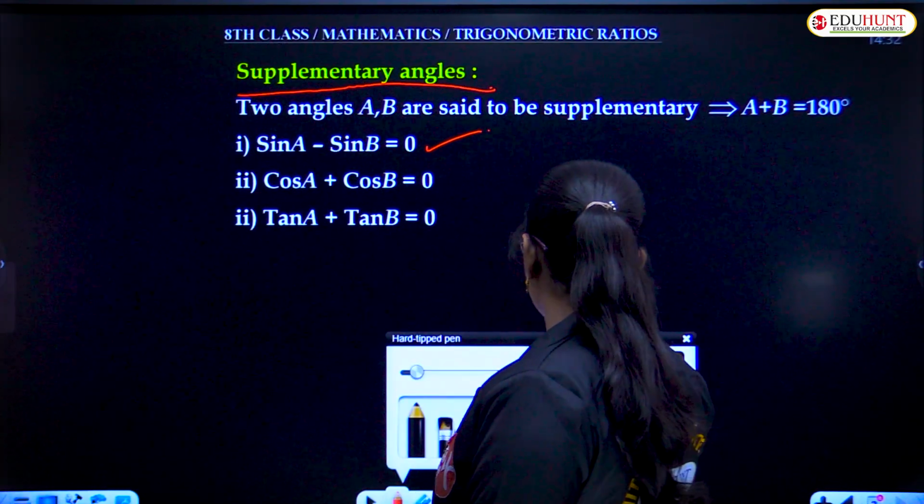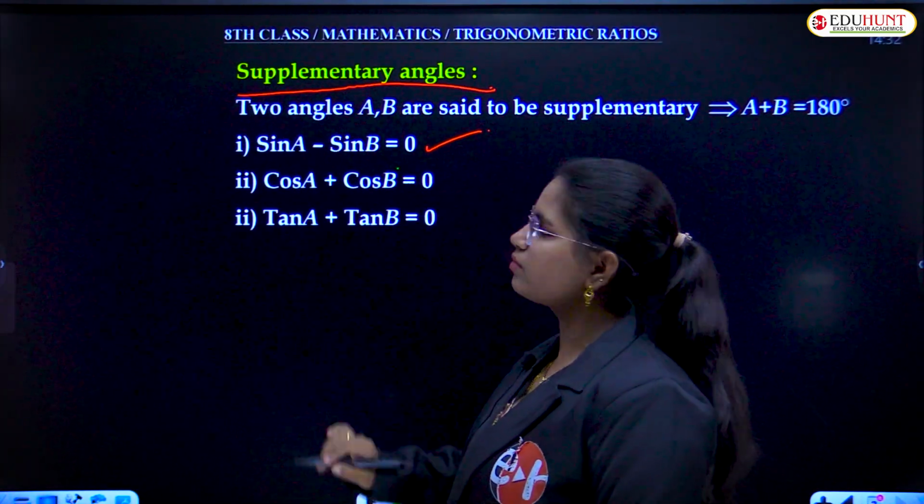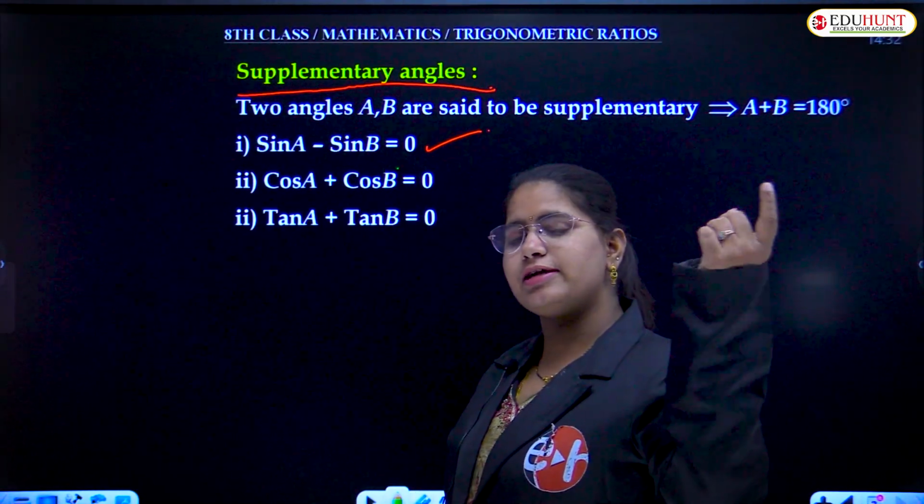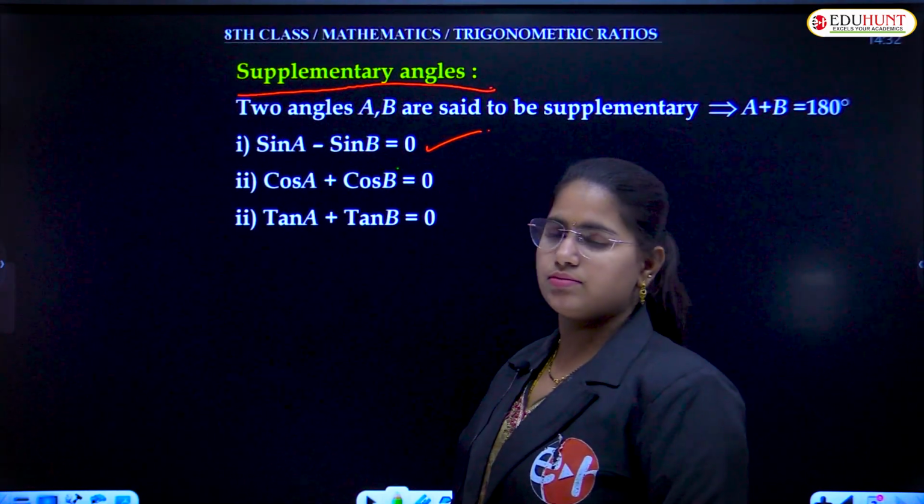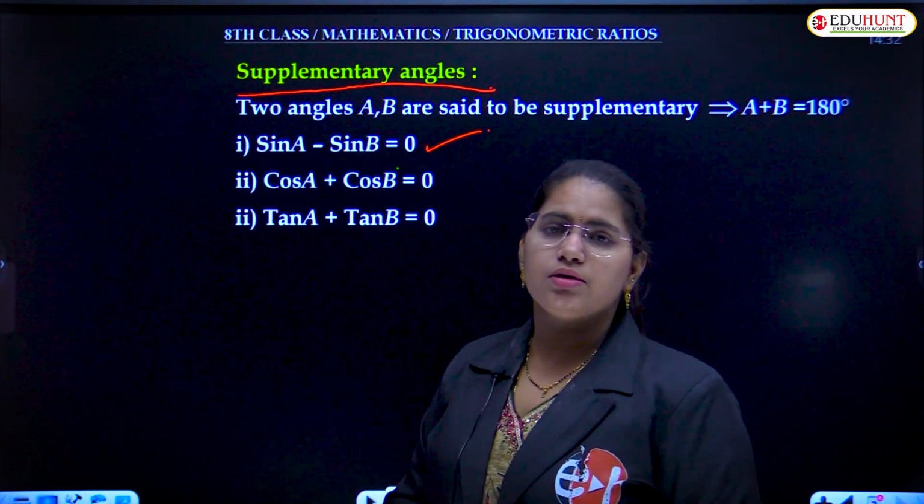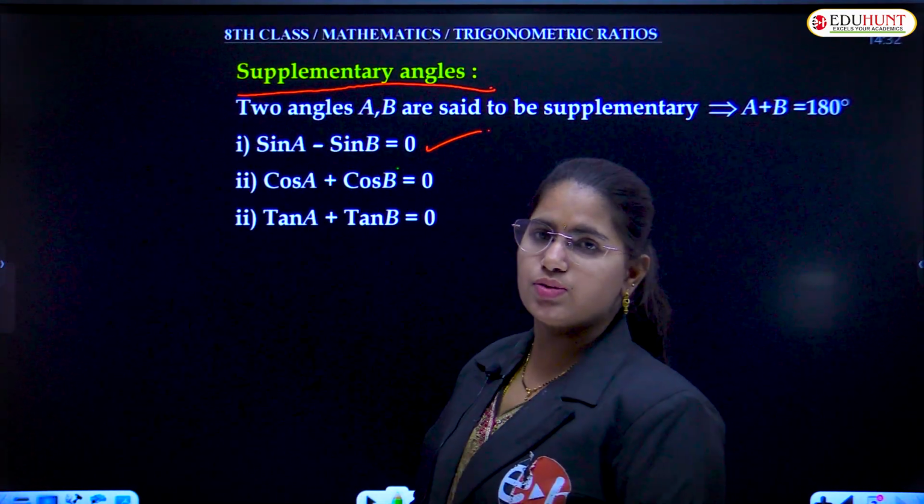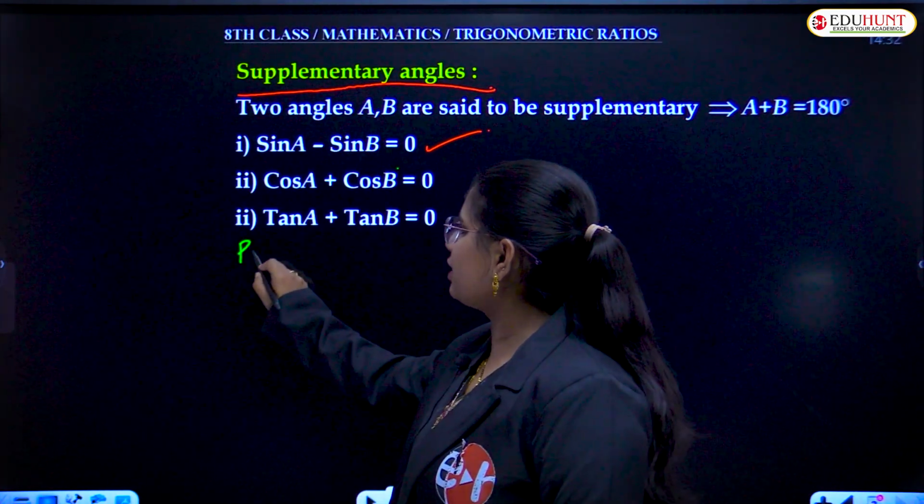Sine A minus sine B is equal to 0. Whenever you have 90 degrees, it is sine square A plus sine square B is equal to 1. But this time it is sine A minus sine B is equal to 0. We'll get back with the proof.